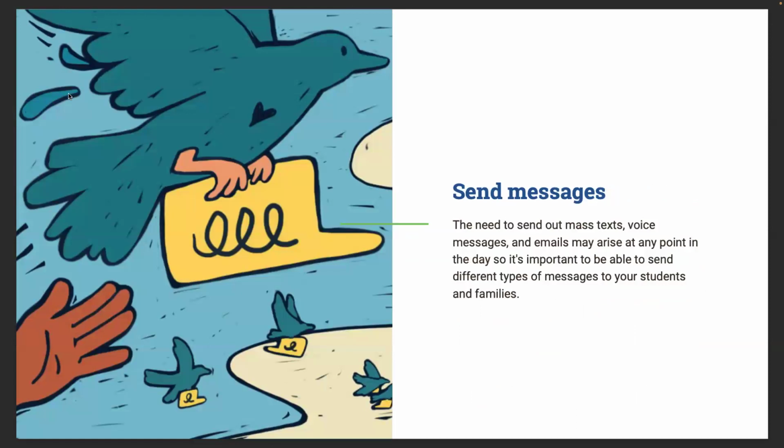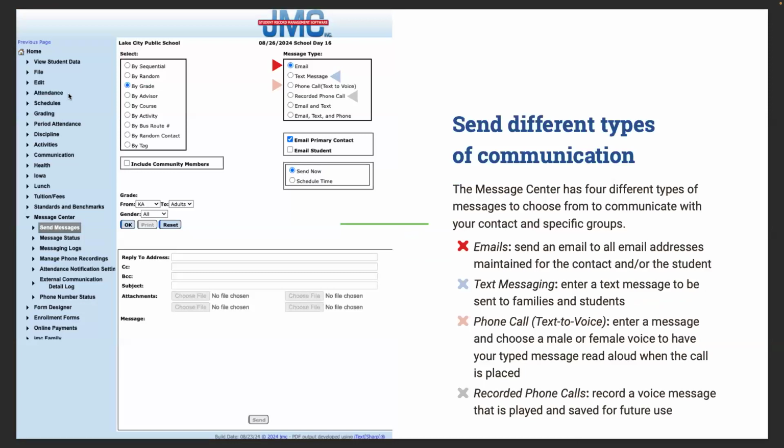The need to send out mass texts, voice messages, and emails may arise at any point in the day, so it's important to be able to send different types of messages to your students and families. The Message Center has 4 different types of messages to choose from. Up here, you've got emails, you can send text messages, and you can select this phone call here, and this is that text to voice. Whatever you type in, an automated voice, whether you select a male or female voice, will read the message that you've typed.